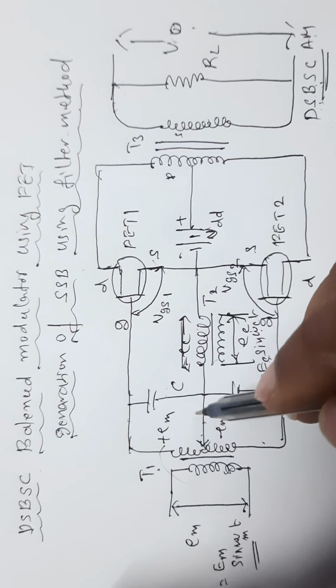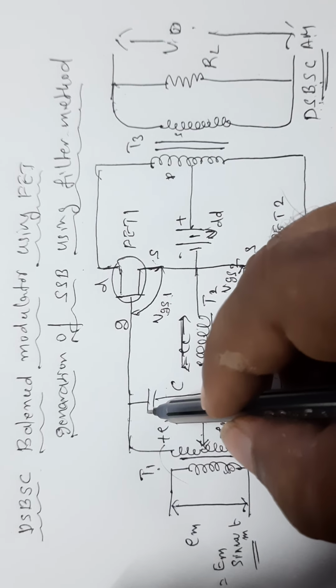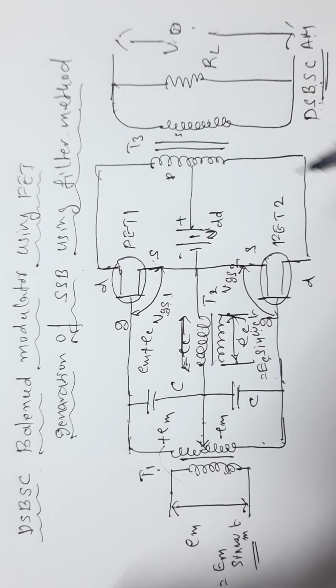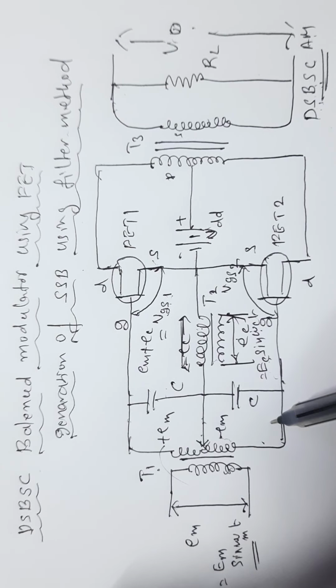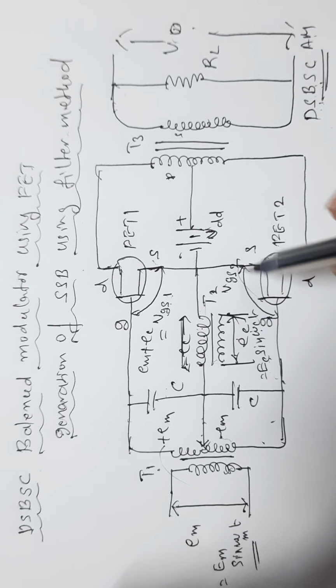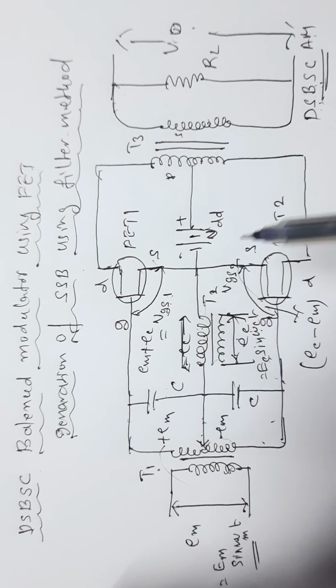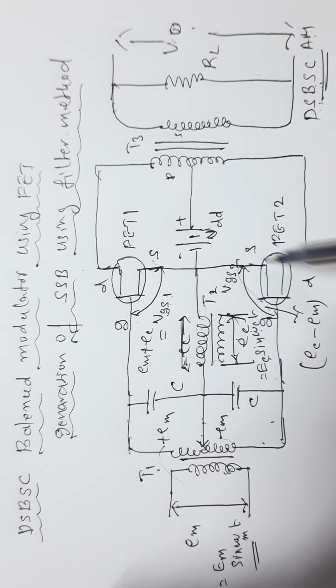Here it is plus EM, here it is minus EM, and this is EC. Therefore, VGS1 is equal to EM plus EC. Here, minus EM, the negative half, and this is EC. Therefore, minus EM plus EC is our VGS2, that is EC minus EM. Therefore, the gate source voltage of FET1 is EC plus EM, and the gate source voltage of FET2 is EC minus EM.